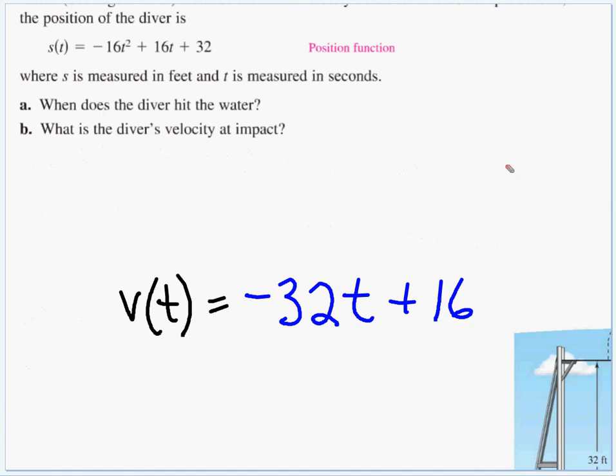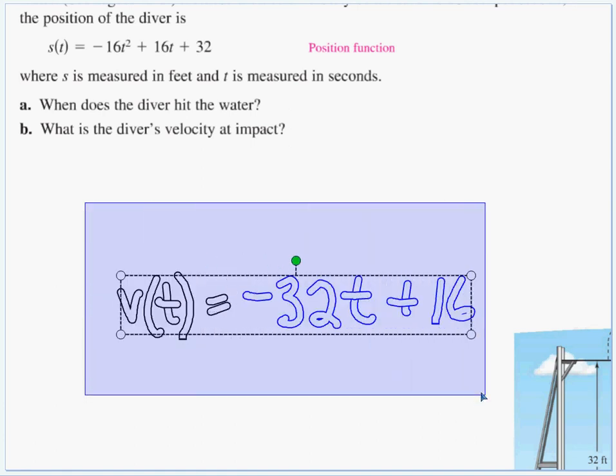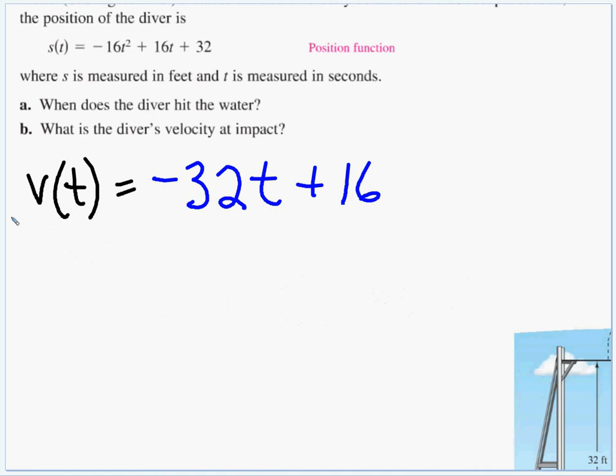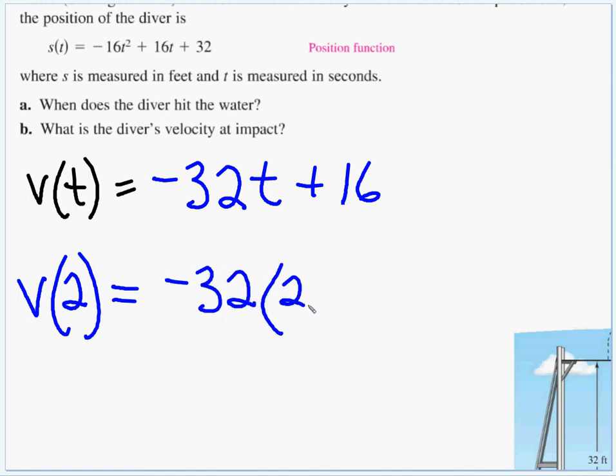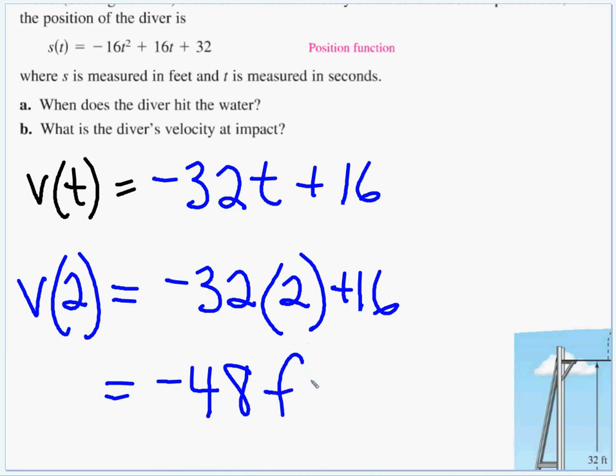How do we find the velocity at the time of impact? Well, we know the time to impact is 2 seconds. So we need to find v of 2. What is our velocity at the moment of the second second? Negative 32 times 2 plus 16. That's negative 64 plus 16, or negative 48 feet per second. Negative means we're going down. There is a little bit of time, very early in the problem, that we would actually have a positive velocity. Like if we put in 0.1, we would get a positive velocity because our diver would still be bouncing up on the diving board.